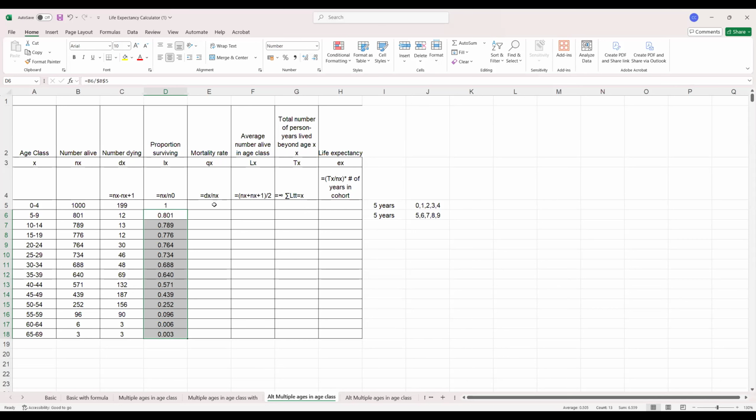Keep it to 3. This one, the number of individuals who died for this age class. Again, the number who died within the age class. You can also drag and drop. And again, be mindful of the number of decimal places. Average number alive. So 1,000 plus 801. So again, across just 2 age classes divided by 2.